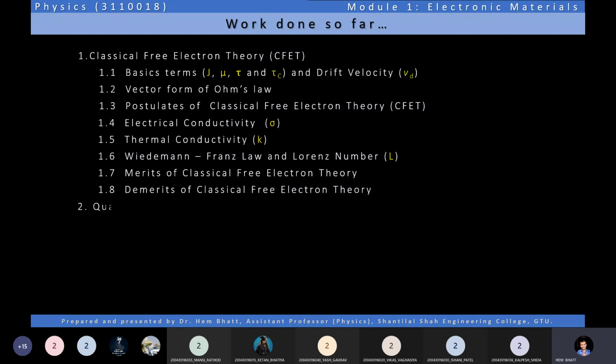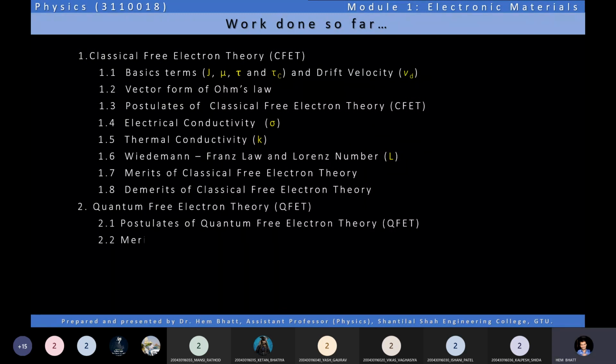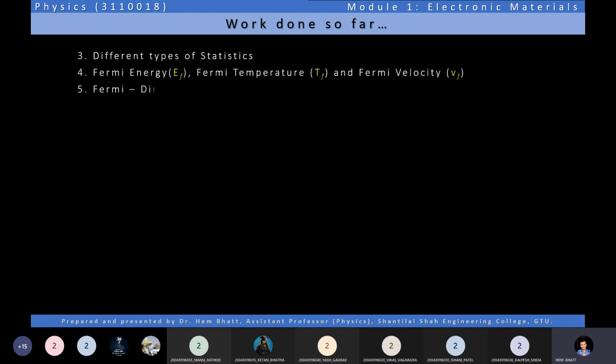Then we had quantum free electron theory, and again we had postulates, merits, and demerits of quantum free electron theory. After that, we saw different types of statistics: Fermi energy, Fermi temperature, Fermi velocity, and the Fermi Dirac distribution function, which we discussed at length. And last time in the lecture we saw density of states. Density of states is a very important topic from the exam point of view also.